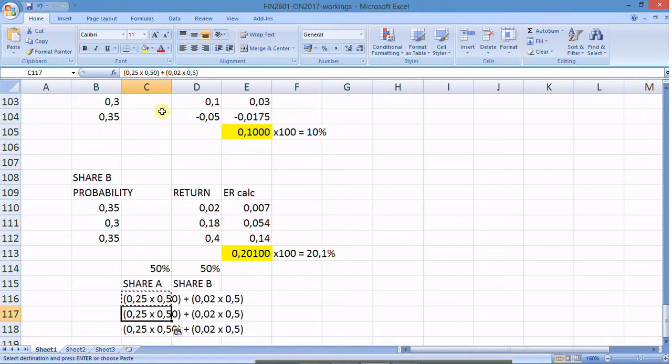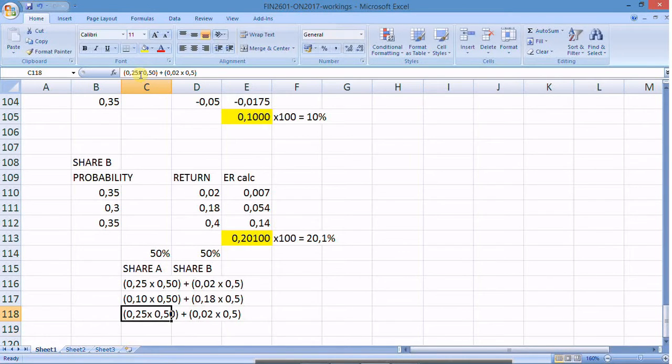Then we had 0.10. This one is 0.18. That's the second line. The third line is negative, so this needs to change. Negative 0.05, and 0.4.